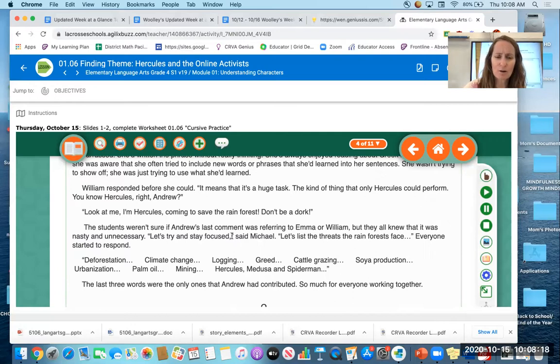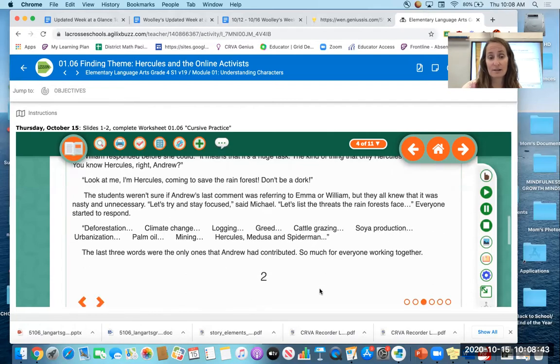"Let's try and stay focused," said Michael. "So let's list the threats the rainforests face." Everyone started to respond. Deforestation, climate change, logging, greed, cattle grazing, soya production, urbanization, palm oil, mining, Hercules, Medusa, Spider-Man. The last 3 words were the only ones that Andrew had contributed. So much for everyone working together.